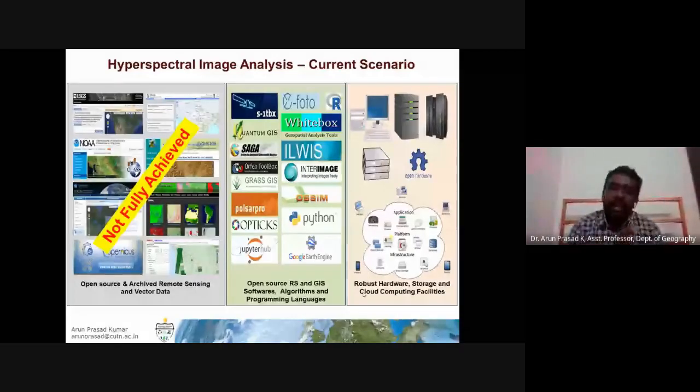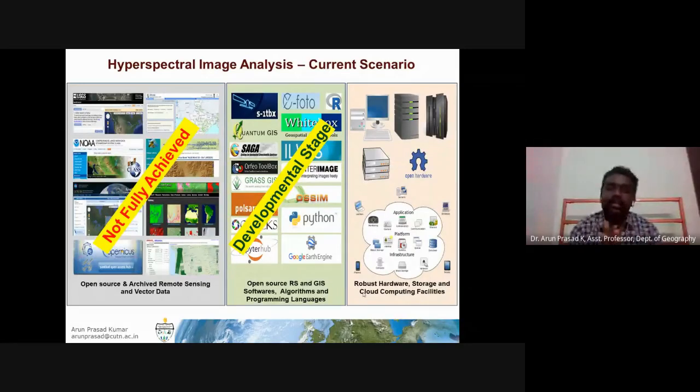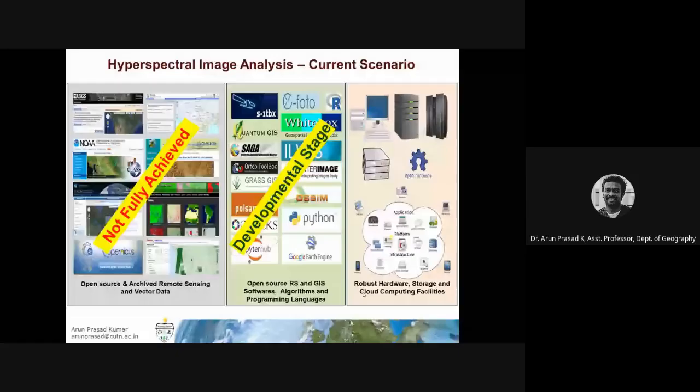In the case of open source remote sensing and GIS software, the GIS and remote sensing community develop experimental software and algorithms and distribute them. So these are some of the open source software. Rather than commercial software, we can also go for open source software. These programming languages and tools are available to us, but they are all in a developmental stage. These are some of the existing platforms for code and processing algorithms available on the internet.